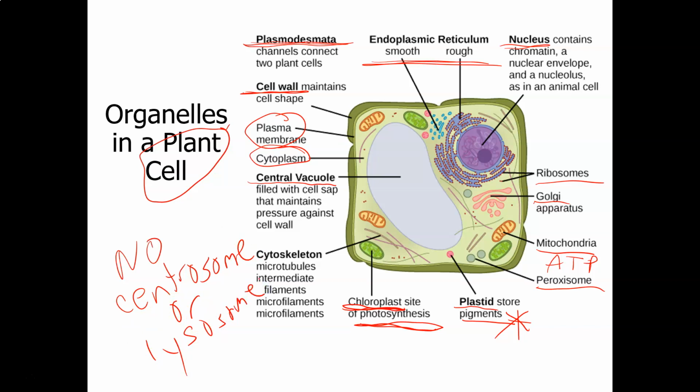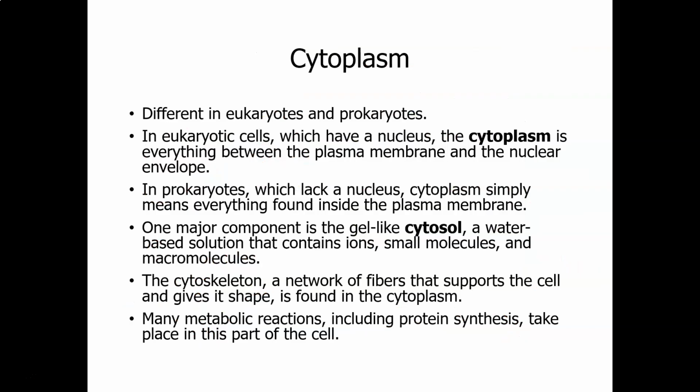Since plants make their own food, they don't have to do as much breaking down of their food because they make it already in a broken down form. So any digesting that occurs in a plant usually occurs in a vacuole or vesicle. They don't need a lysosome for that.